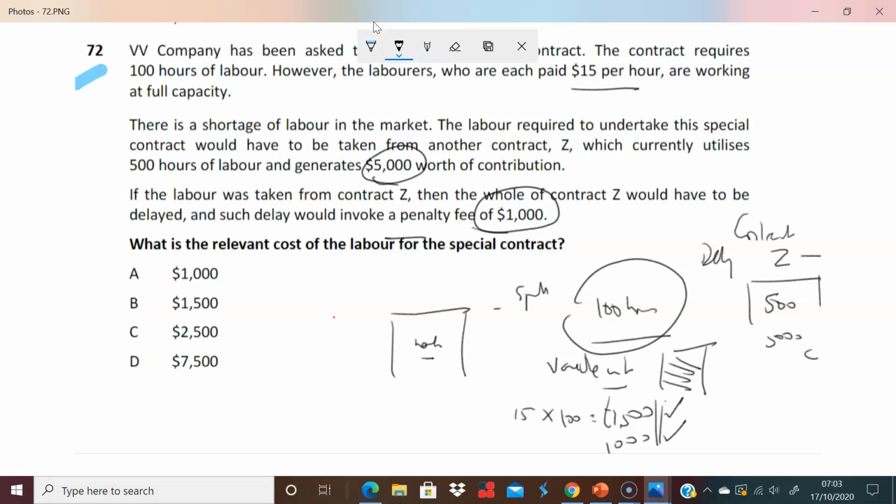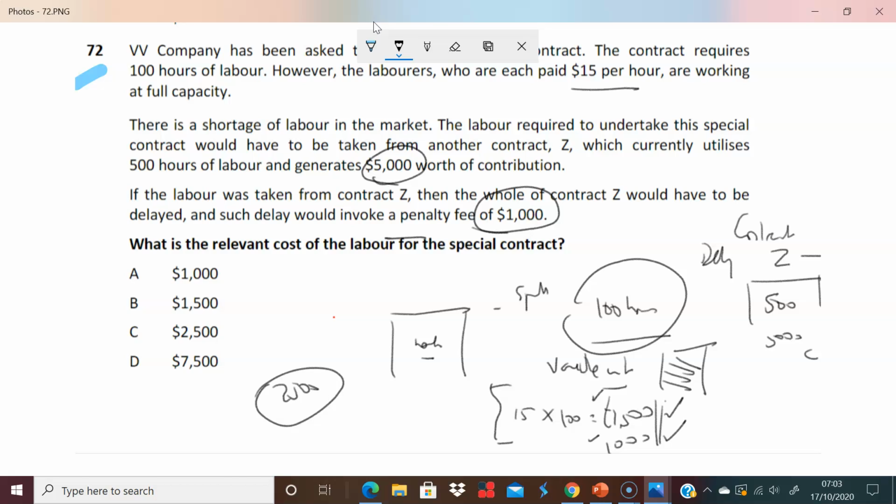penalty fee of 1,000. The whole point of this is to be so clear on what the costs are, so that when you're going to receive payment for this contract, whatever it is, they better get more than 2,500. Because as a result of this, you're going to experience a variable cost of 1,500 and this penalty cost.